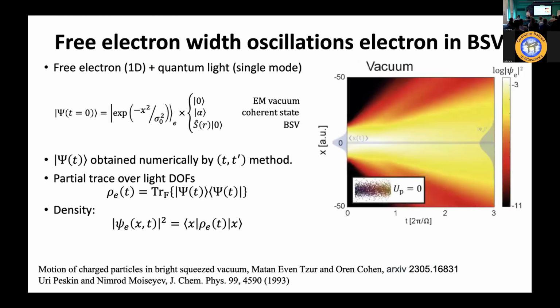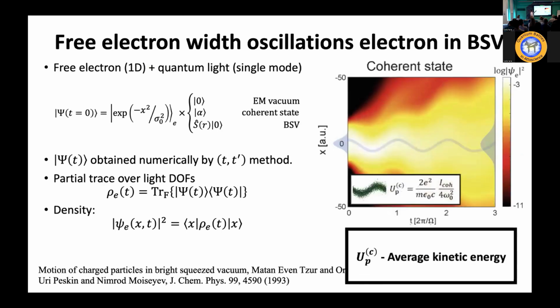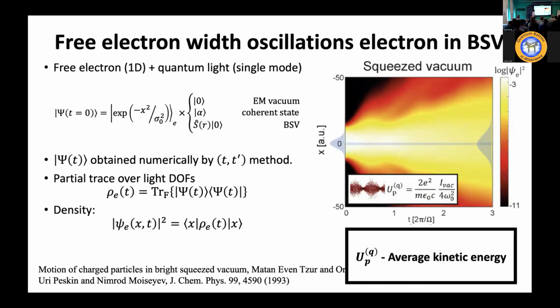Okay. So of course, if we just do it with the vacuum, we get the dispersion, the broadening of the Gaussian, as we expect. If we have coupling to a coherent state, then the electron of course oscillates, and this oscillation gives rise to the ponderomotive potential, the average kinetic energy. What happens when we drive it with a bright squeezed vacuum? In this case, the center of the electron is stationary, of course, but the wave packet is not just broadening. In addition to the broadening, it also has these oscillations, as shown here.